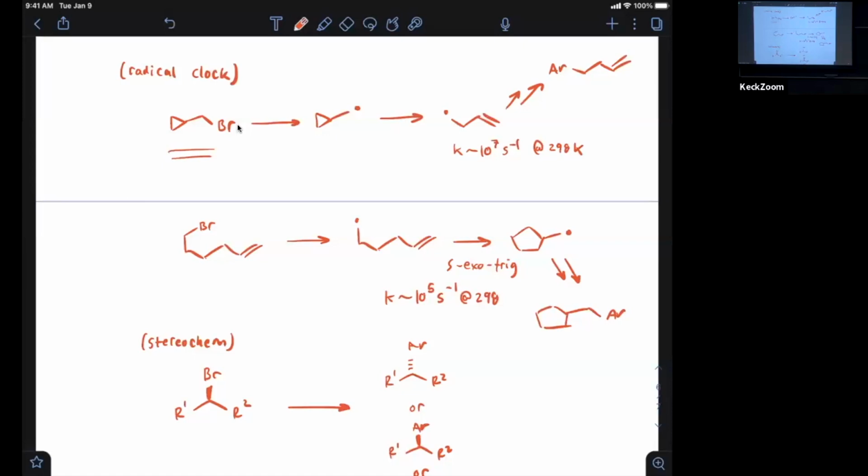But I think that's part of the virtue of using these faster and faster clocks. You said, as you pointed out, there are some that can go up to 10 to the 10th, 10 to the 11th, and then you're essentially at diffusion.